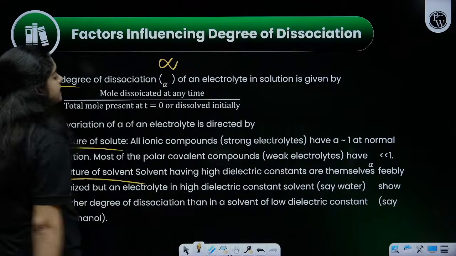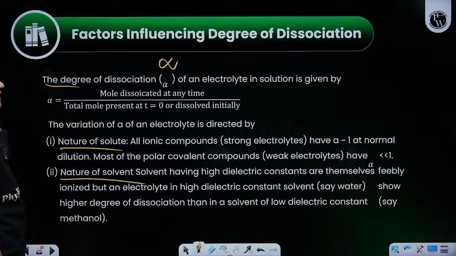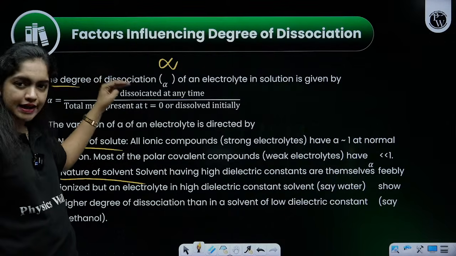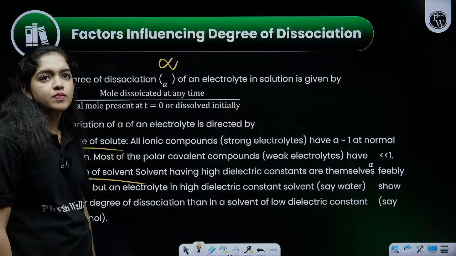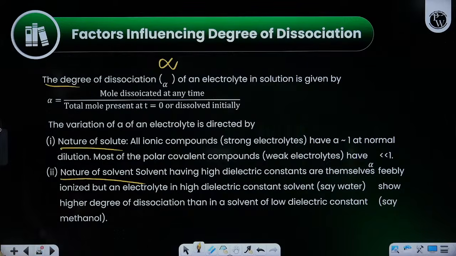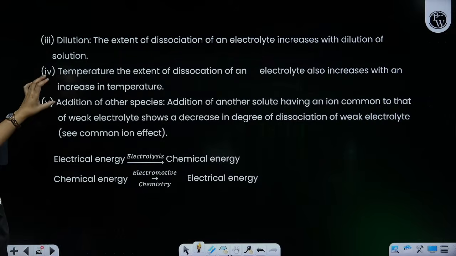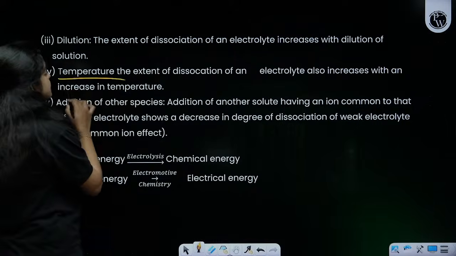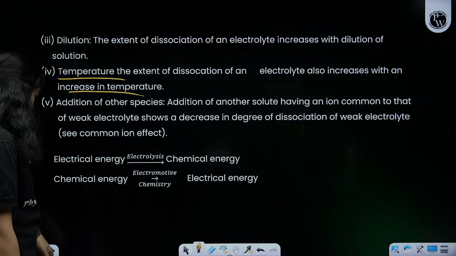It is denoted by the letter alpha. Alpha is given by moles dissociated at any time divided by total moles present at time equal to 0, or dissolved initially. Initial number of moles: total moles dissociated at any time divided by initial number of moles. Okay, clear? Got it? Then the next one, it will depend on dilution and temperature. When temperature increases, what happens to dissociation? Dissociation also increases. So an increase in temperature affects the dissociation. Then addition of other species affects the dissociation.